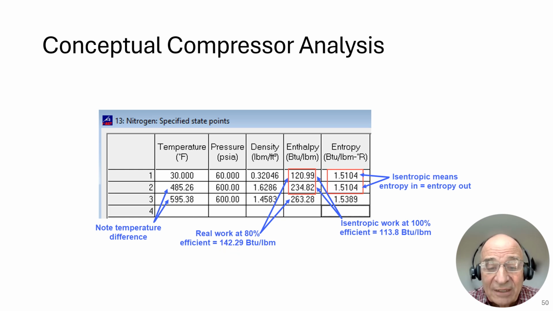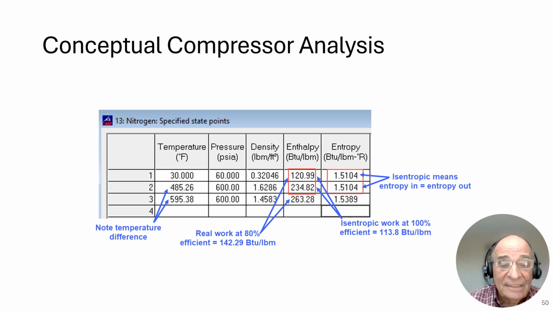We subtract, actually we add that 142.29 to this enthalpy, and we find out our new enthalpy of the outlet of the compressor is 263.3. Let's take a look at what's happened to the temperature.